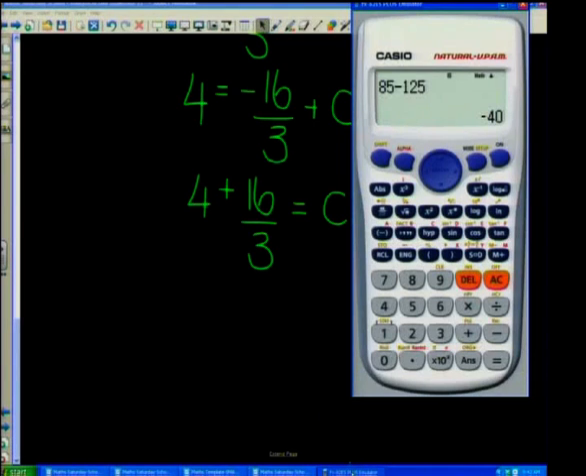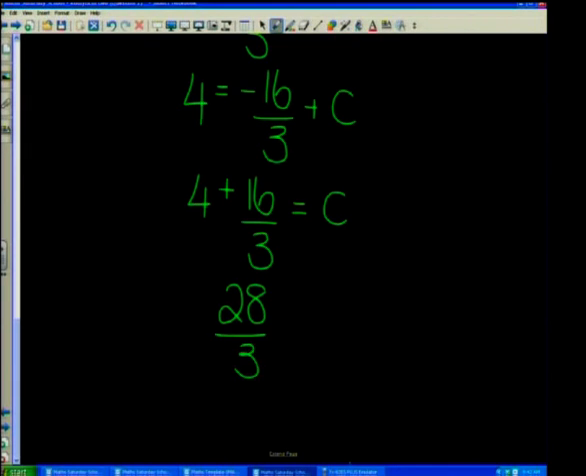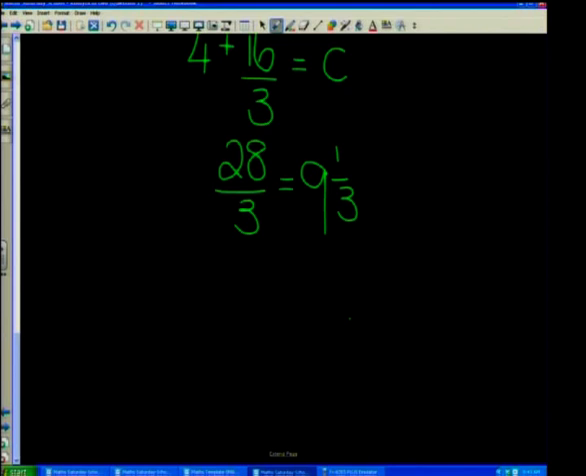If you want to do this quickly on the calculator, it's fine. So we've got 4 plus, we've got 16 over 3. And that is giving us, okay, let's leave it as 28 over 3. Right, 28 over 3, which when we work it out as a mixed fraction is going to be 3 goes in there 9 times, 9 and a third. Okay. Right, so that's the equation of line FE.